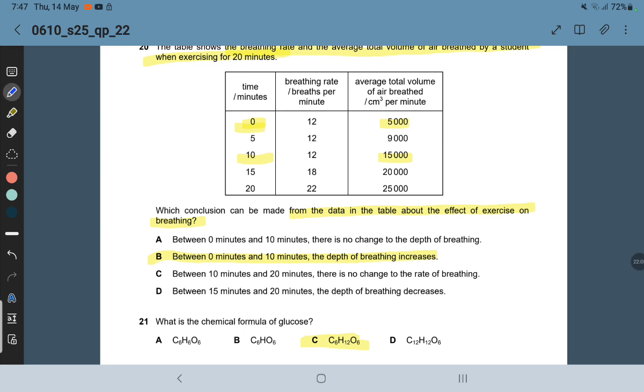And it's saying here in the letter A there was no change. Well, there's a change. There's an increase of 10,000 centimeter cubed.